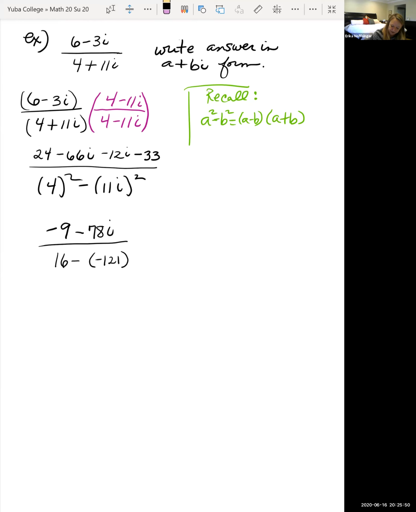So I can't simplify in my numerator because those aren't like terms. So the real part plus the imaginary part: negative 9 minus 78i. And then I really have 16 minus a negative, which is plus. So I have 16 plus 121, which is 137.